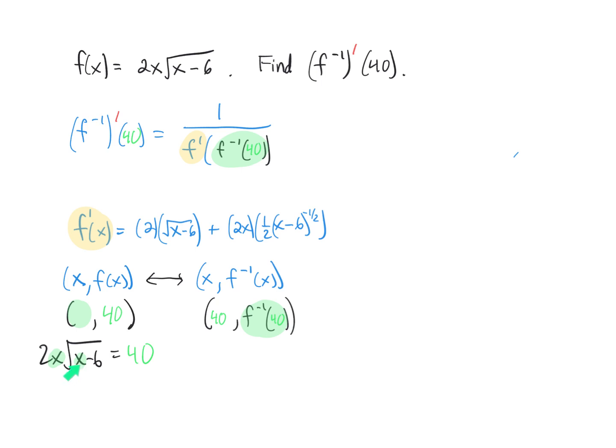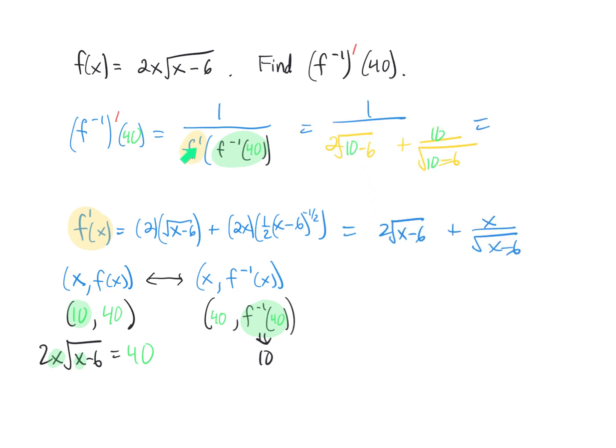So the next perfect square is 4. So if x is 10, we'd have 20 times the square root of 10 minus 6. There it is. 10 minus 6 is 4, and the square root of 4 is 2. So if x was 10, we'd have 20 times 2. X has to be 10. And that means for the inverse relation, 10 will be, instead of the input, it'll be the output. And now we can answer the question.